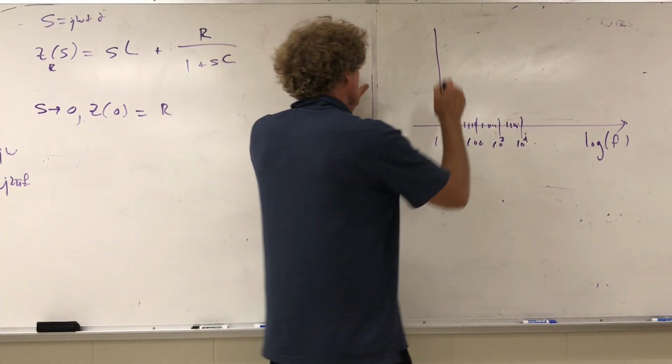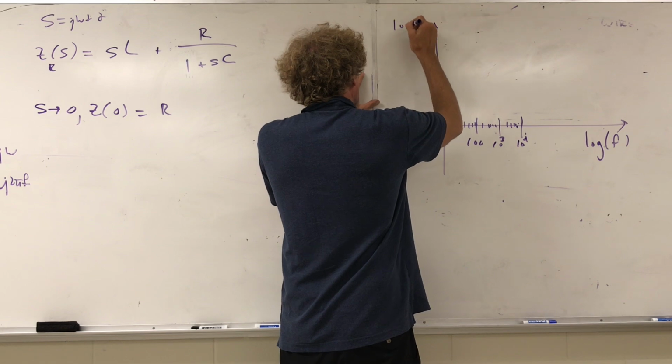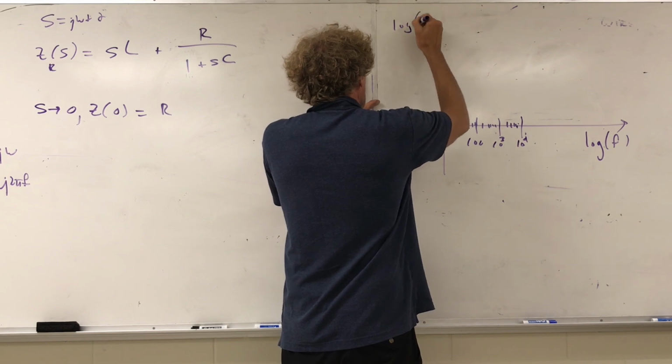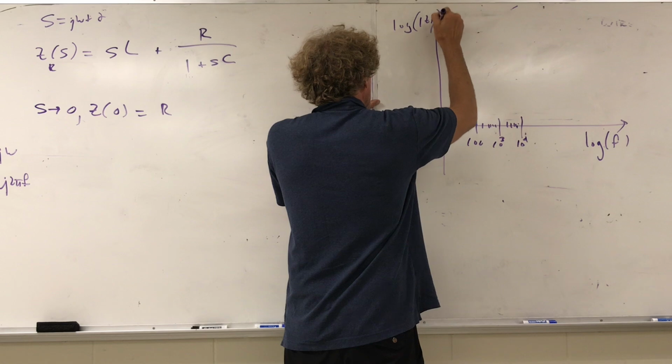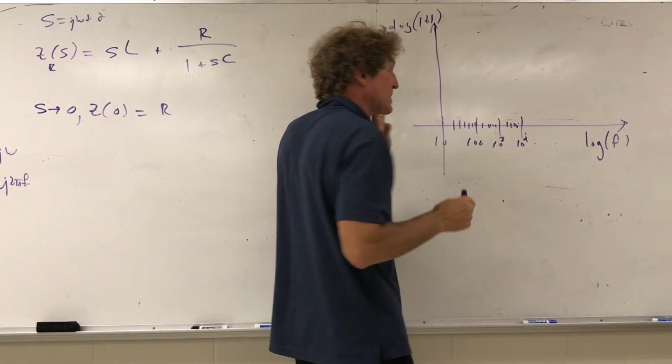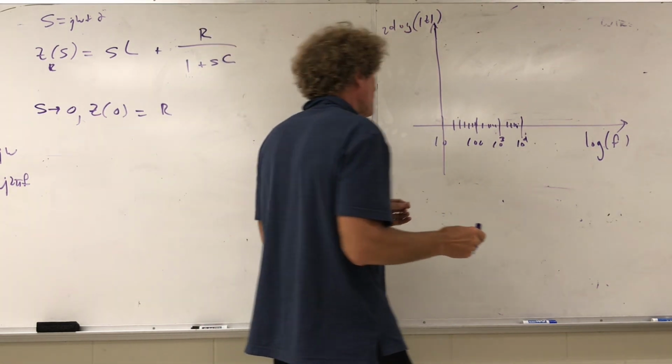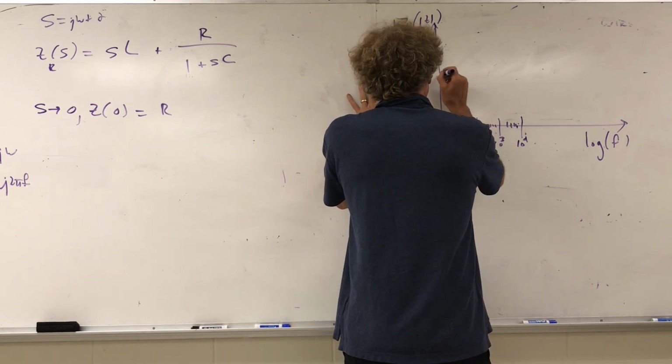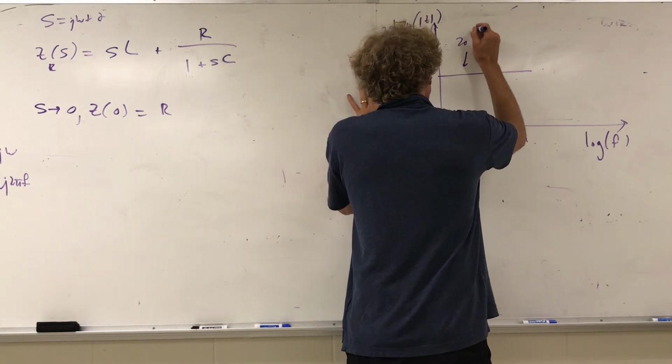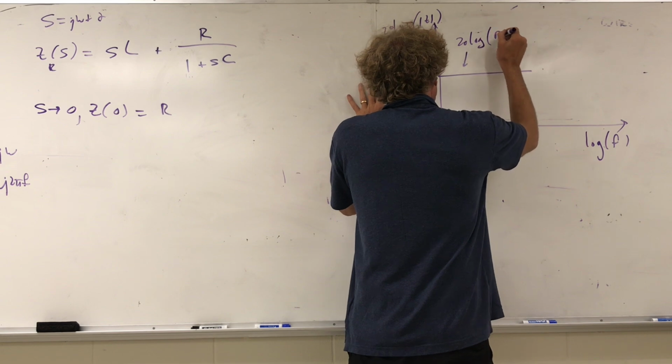On the vertical axis, it's logarithmic too. It's log of the magnitude of the impedance. But usually they put a 20 here so it can be in dB. So for a resistor, it will look like this. This value will be 20 times the log of the actual resistance.